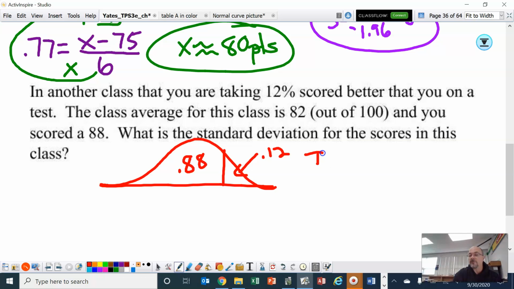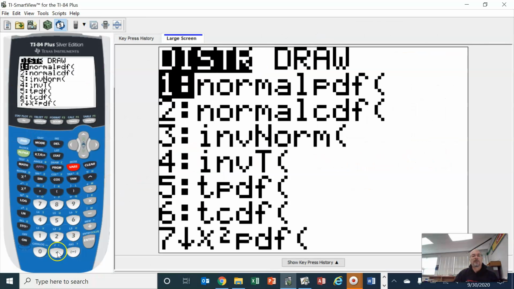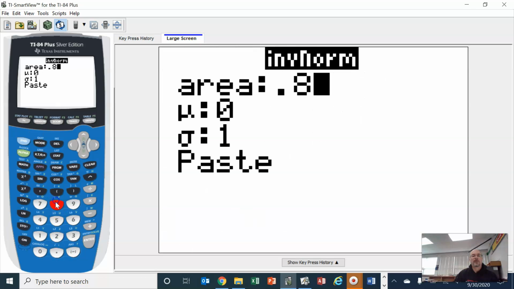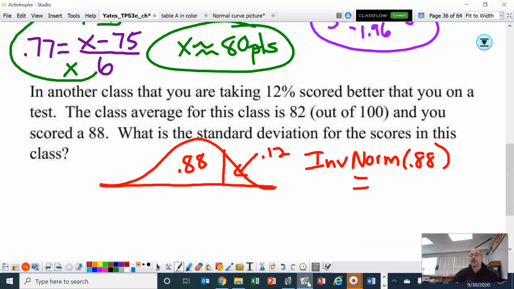So I'm going to use my inverse norm to find my z-score. All right. So I'm going to do my inverse norm of 0.88. And that's 1.17. Always go 2 decimal places. Always. Okay. So again, that was 1.17. So that is your z-score.